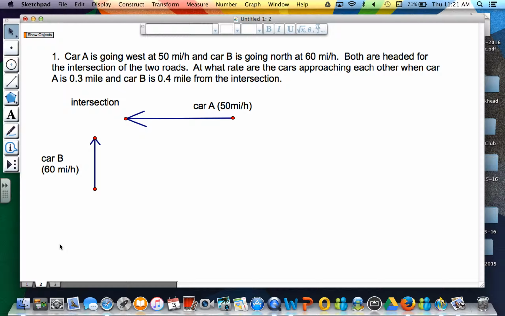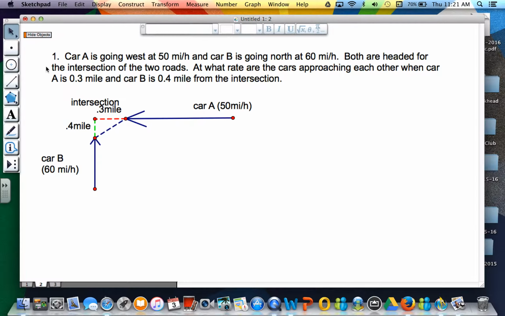Car A is going west at 50 miles per hour and car B is going north at 60 miles per hour. Both are headed for the intersection of two roads. At what rate are the cars approaching each other when car A is 0.3 mile and car B is 0.4 mile from the intersection? Well, we know car A is going left, so we've got that happening, and car B is going up. Okay, that makes sense.